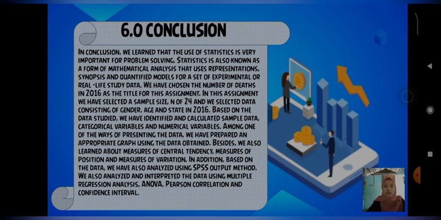Among one of the ways of presenting the data, we have prepared an appropriate graph using the data obtained. Besides, we also learned about measure of central tendency, measure of position, and measure of variation. In addition, based on data, we have also analyzed using SPSS output method. We also analyze and interpret the data using multiple regression analysis, ANOVA, Pearson correlation, and confidence interval.